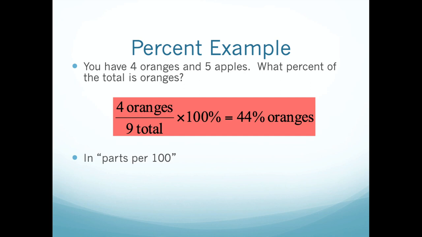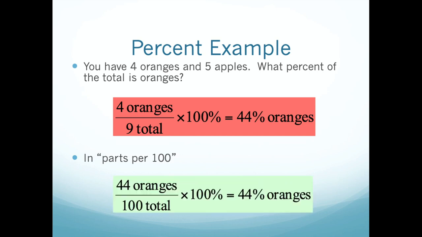If we say we've got fruit that's 44% oranges, if we scale that up from 9 pieces of fruit, if we had 100 pieces of fruit, we would say, well, 44 of those would be oranges, right? The remaining 56 pieces of fruit would be apples. So again, this is kind of just a silly example, but that's essentially how percentages work.